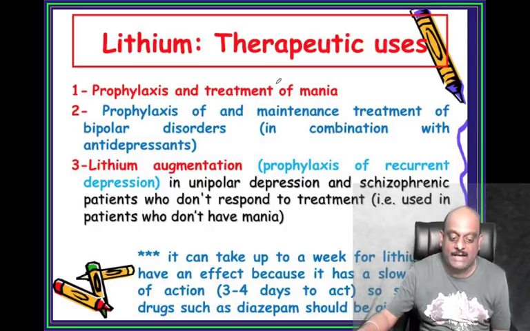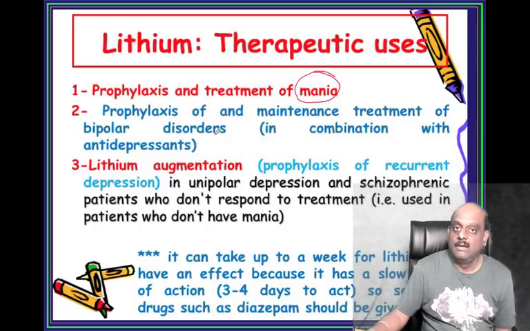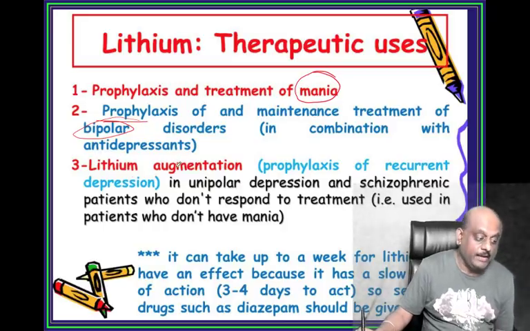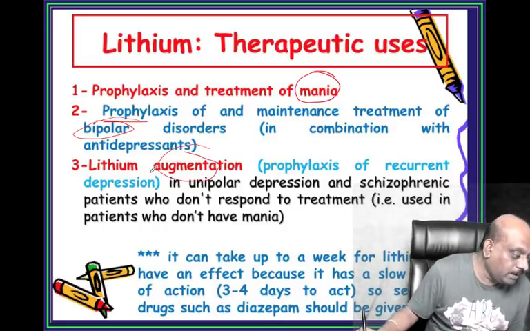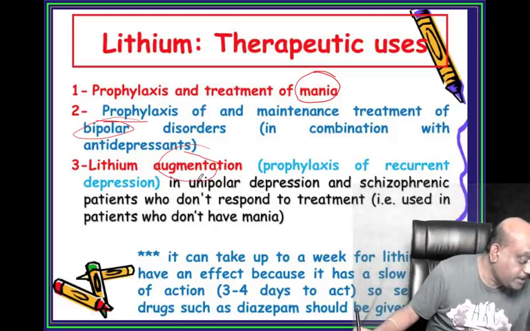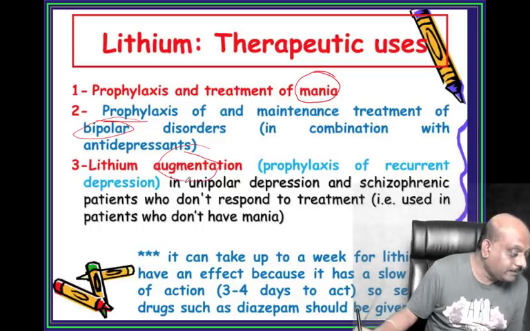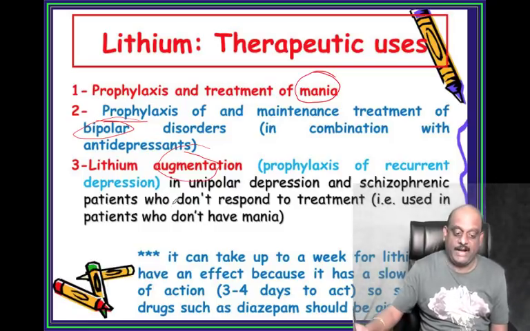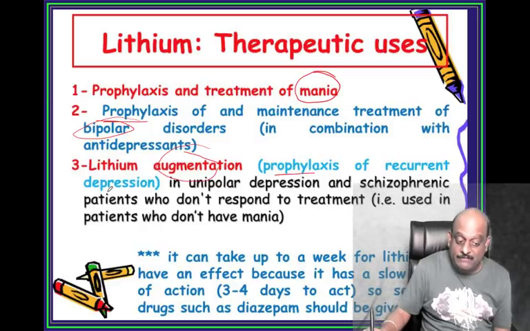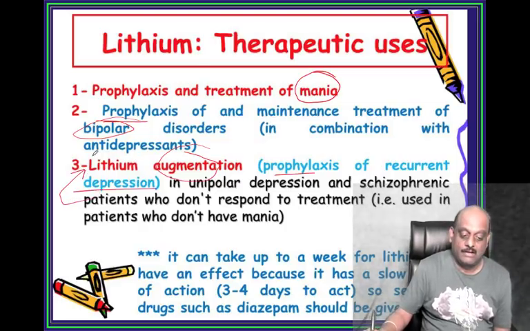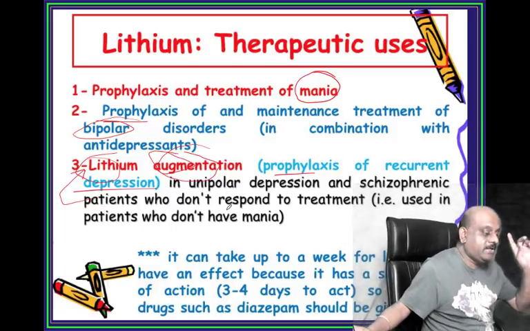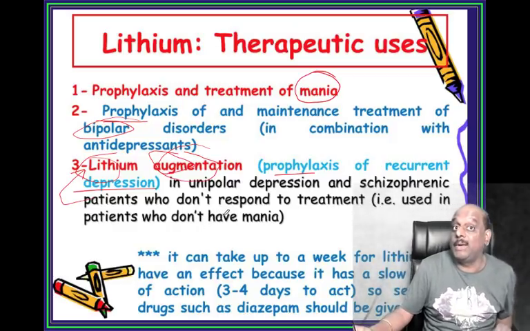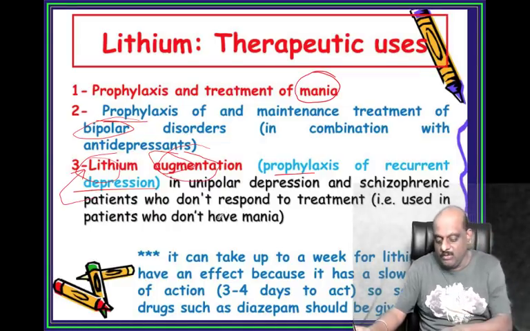So lithium is used for prophylaxis and treatment of mania. Lithium is used for prophylaxis and maintenance of bipolar disorder along with antidepressants. And we give lithium augmentation. We use thiazide in the case of diabetes insipidus to treat, absolutely. Prophylaxis of recurrent depression, lithium augmentation is given. But one thing about lithium is, if you start lithium today, it will take 3 to 4 days to start showing its action. That is what you need to remember.